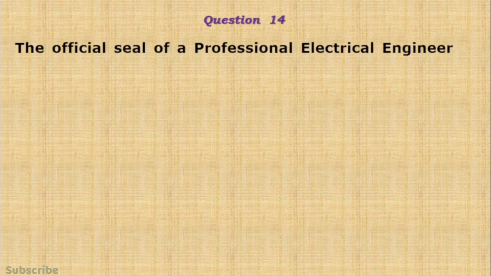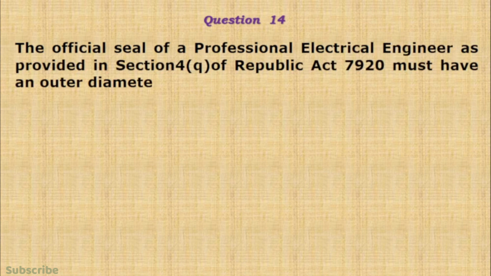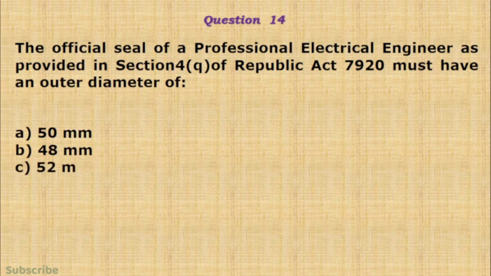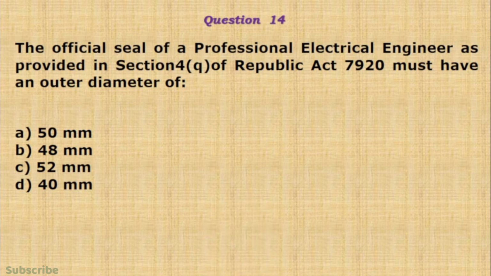Question number 14. The official seal of a professional electrical engineer as provided in Section 4(q) of Republic Act 7920 must have an outer diameter of A. 50 mm, B. 48 mm, C. 52 mm, D. 40 mm. The correct answer is letter B, 48 mm.